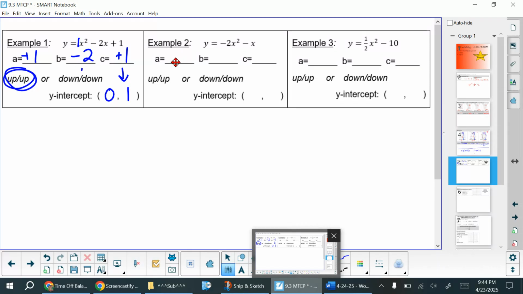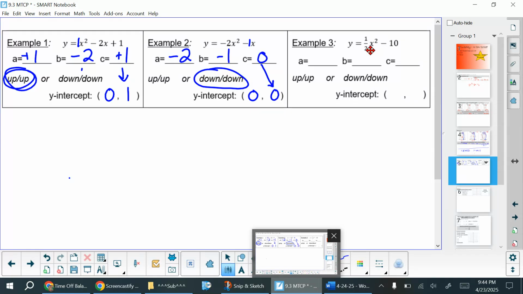Okay, so in this one here, a is going to be negative 2, so it's negative 2x squared. B is going to be my number in front of my x. Well, there's no number in front of the x. That's a hidden 1, and it's a negative, so negative 1. And then there is no number by itself, so that's going to be 0. The negative 2 for a is going to tell me that it's a down, down equation. And then the c value is going to be my y-intercept. So something comma 0, in this case 0 comma 0, because it's a y-intercept. And the y-intercept, the x value is always 0.